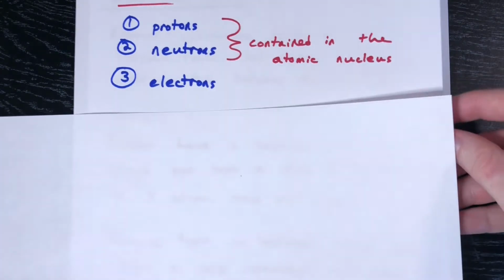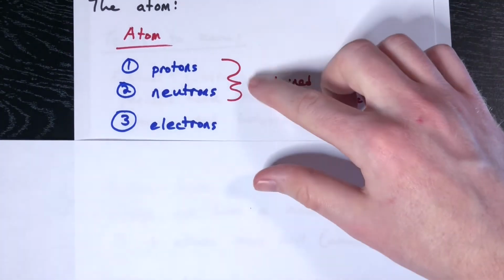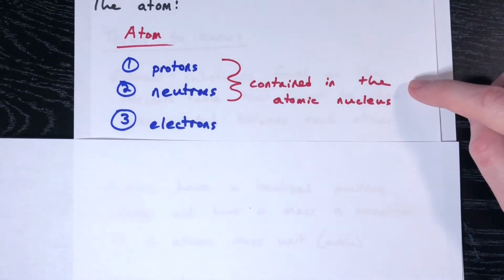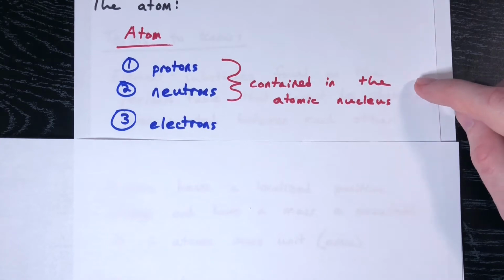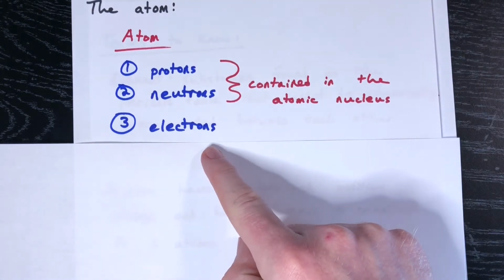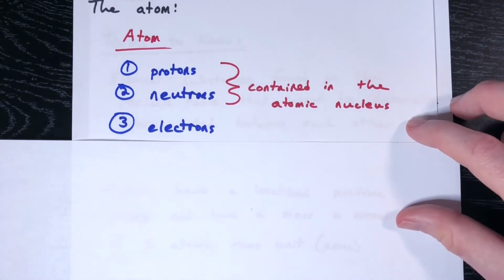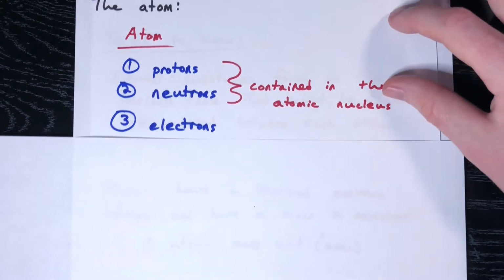So the three subatomic particles that make up the atom are protons, neutrons, and electrons. Protons and neutrons exist in something called the atomic nucleus. And again, I'm going to illustrate this in a minute. The electrons orbit around that atomic nucleus in an allowed space called the electron cloud. And again, I'm going to illustrate this in a minute.